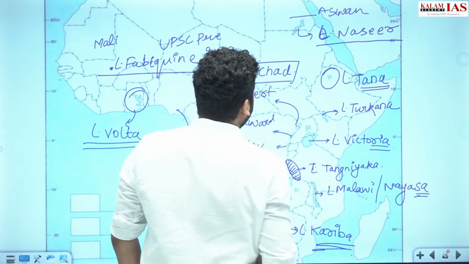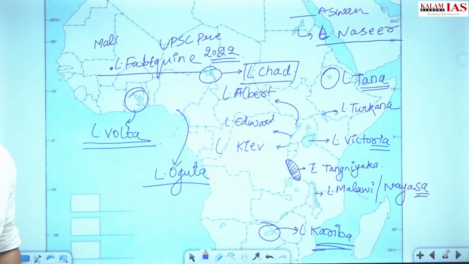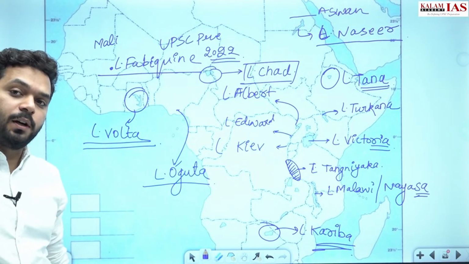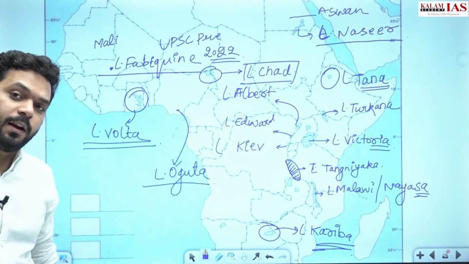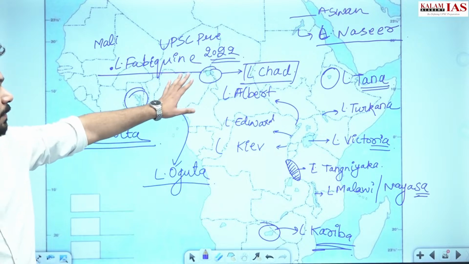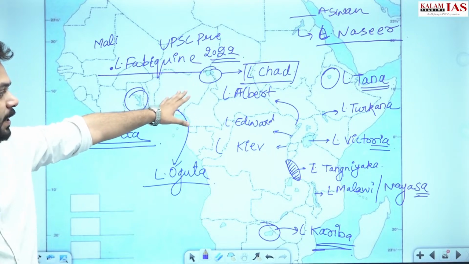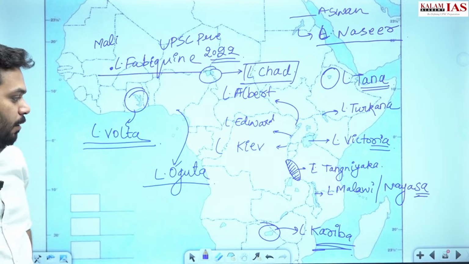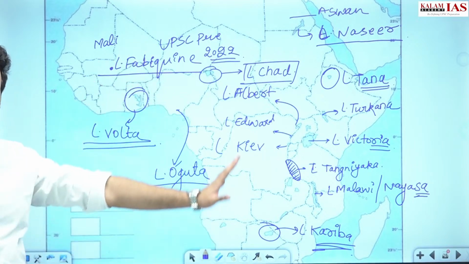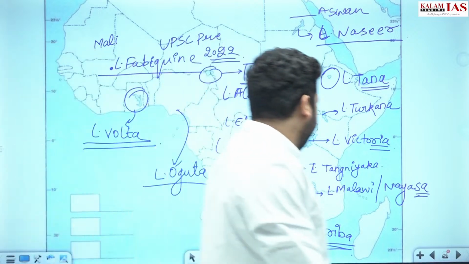which shares border with 4 countries: Chad, Central African Republic, Niger, and Nigeria. These are the 4 countries with which Lake Chad is sharing its border. Okay, you make a list of all these lakes.